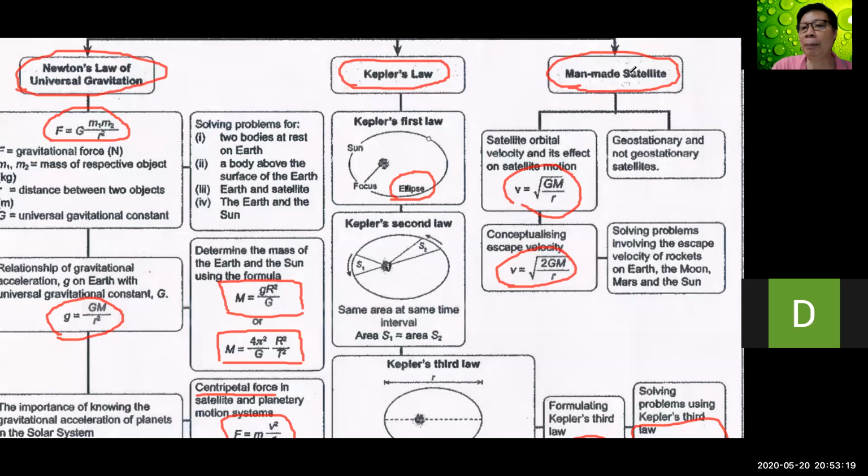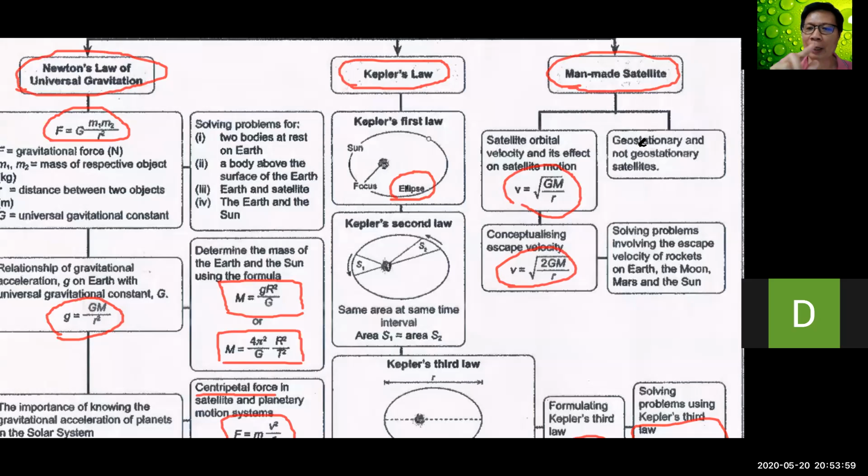Now, man-made satellites, we have two types: geostationary and non-geostationary satellites. Geostationary means the satellite orbits the Earth with the same speed at which our Earth rotates, one round per day. I must tell you, our Earth makes one turn in 24 hours, 1 day. So this geostationary satellite also has the same period, 24 hours.